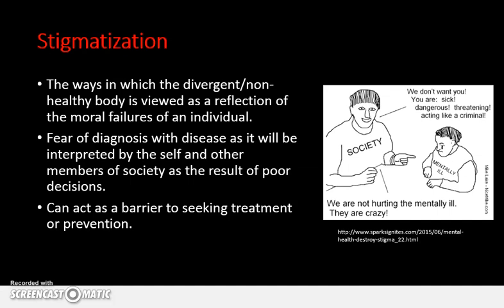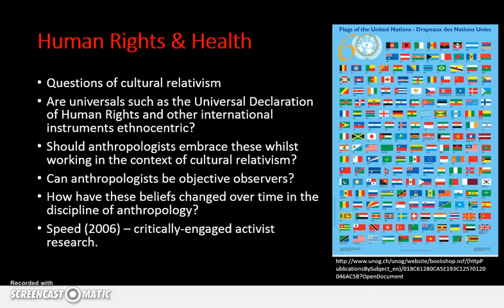This is the way in which a divergent or non-healthy body is viewed as a reflection of the moral failures of an individual. There is a fear of diagnosis with a disease, as it will be interpreted by the self or other members of society as a result of poor decisions. So being diagnosed as HIV positive can have social ramifications for an individual. So there's a pressure not to know. And this can act as a barrier to seeking out treatment as well as prevention.